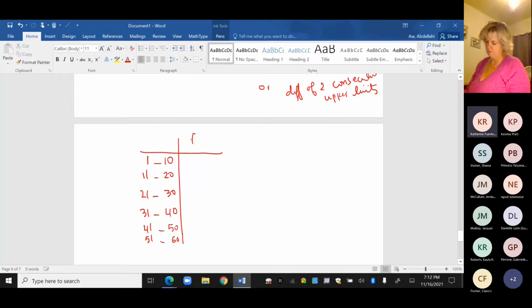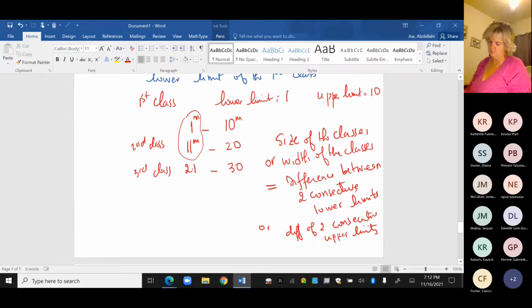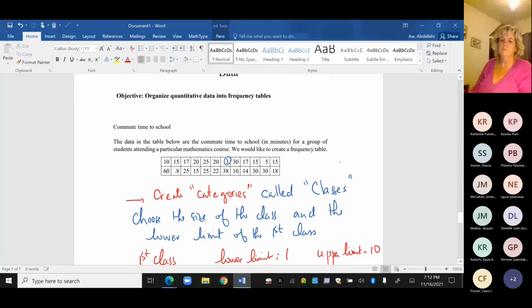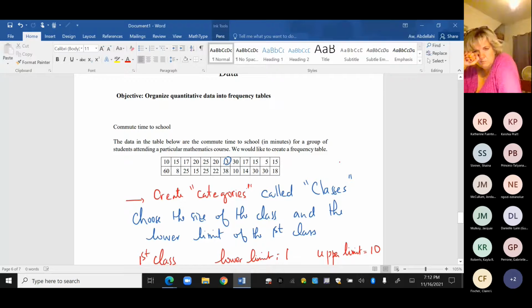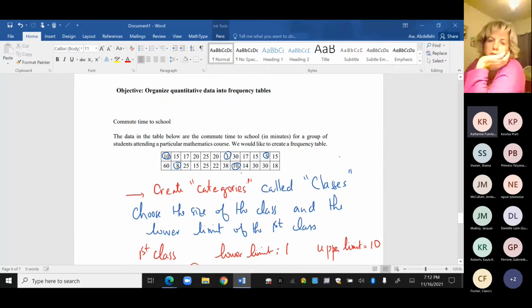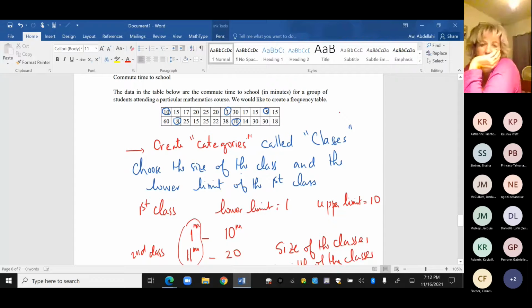Okay? And the frequency here, that is the frequency. Now we're going to count how many numbers between 1 and 10 for the first class. How many do you see? Let's circle them with blue. We have 1 here. 10 is counted, right? 1 here, 2 here, and then we keep going. 3 here, right? We keep going. 8 here, okay? And then 10 here. How many? The frequency is 5. 5, exactly.